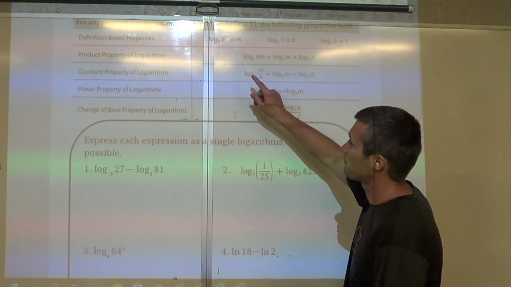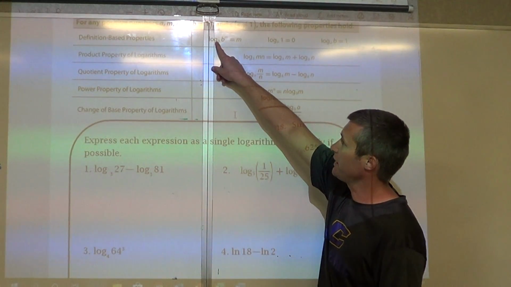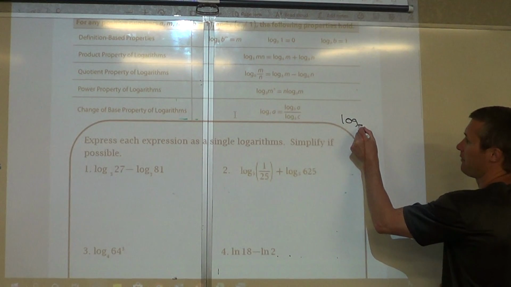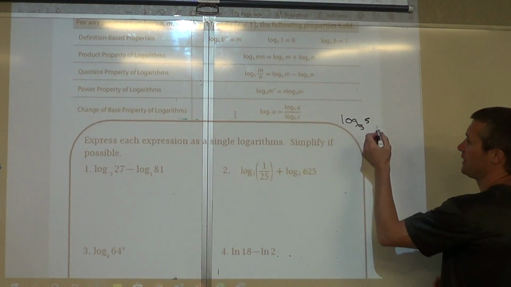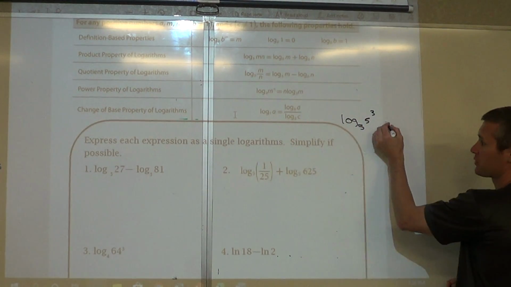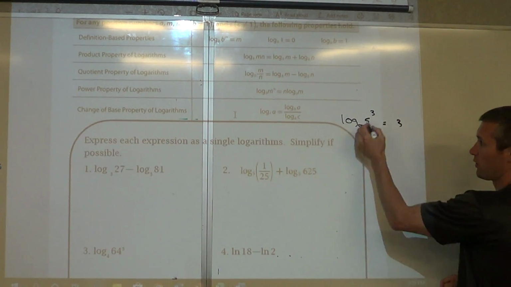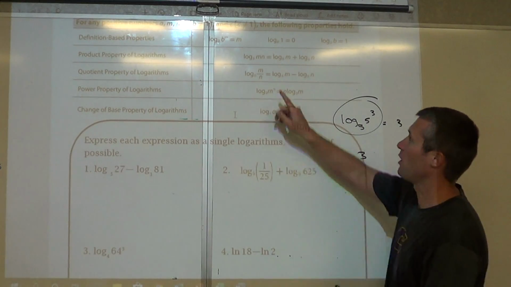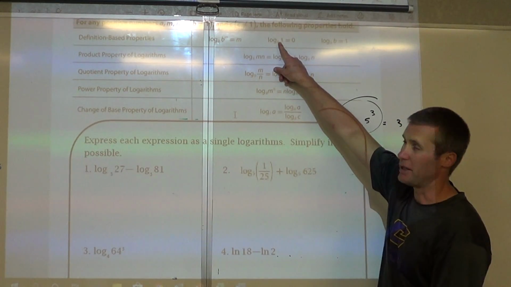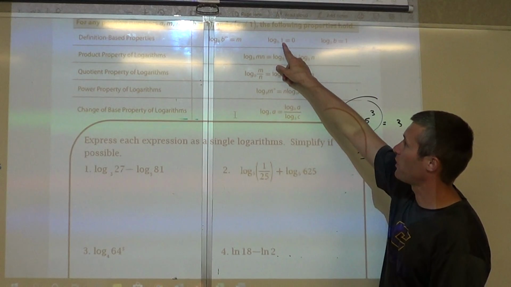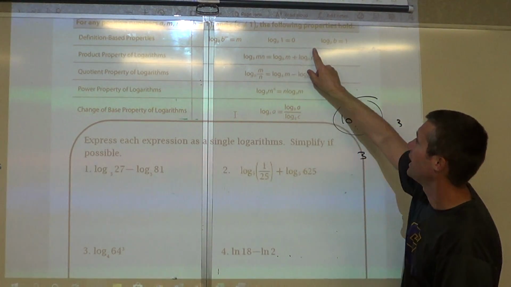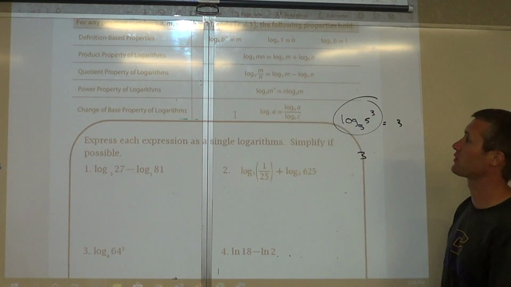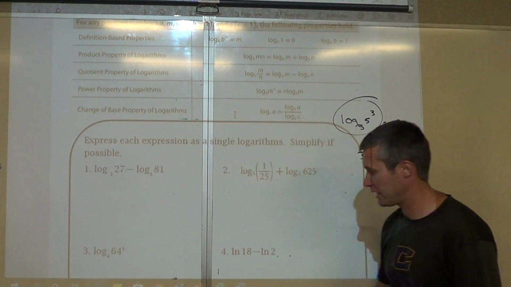The first property is if I have log base b of b to a power, so if I had log base 5 of 5 to the third power, this would just equal 3. This whole side is just 3. If I have log base b of 1, it doesn't matter what b is, this will equal 0. And if I have log base b of b, if the base and the number are the same, it's going to equal 1 every time.